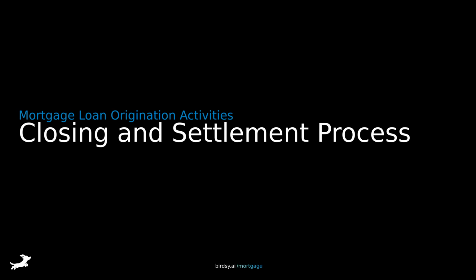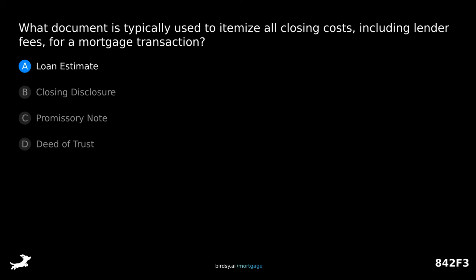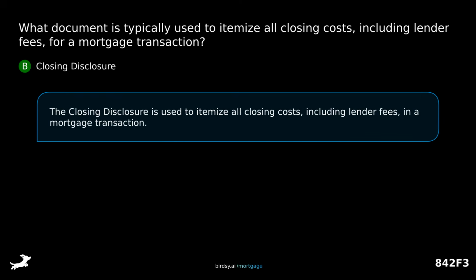Closing and settlement process. What document is typically used to itemize all closing costs, including lender fees, for a mortgage transaction? Is it A, loan estimate, B, closing disclosure, C, promissory note, or D, deed of trust? The answer is B, closing disclosure. The closing disclosure is used to itemize all closing costs, including lender fees, in a mortgage transaction.